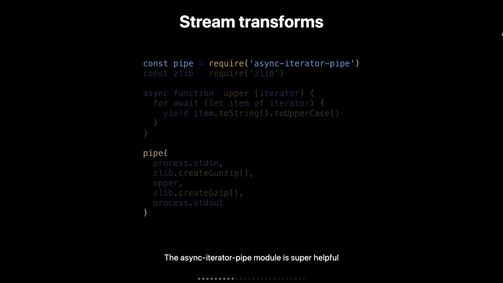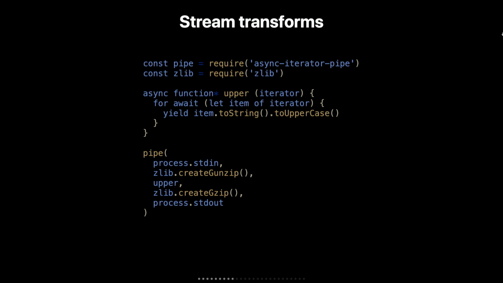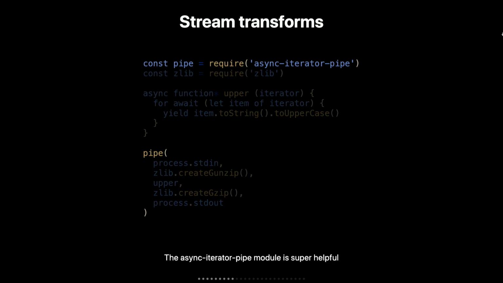So what I'm using here is this async-iterator-pipe module. If anyone's familiar with it, there's now a pipeline function in Node.js streams, which you can use instead of calling stream.pipe. And it just helps with error propagation. It has an error handler at the end and stuff. So this works in a similar way.